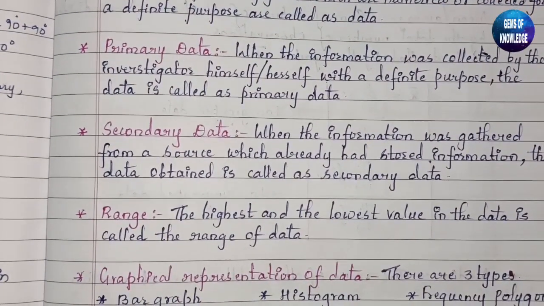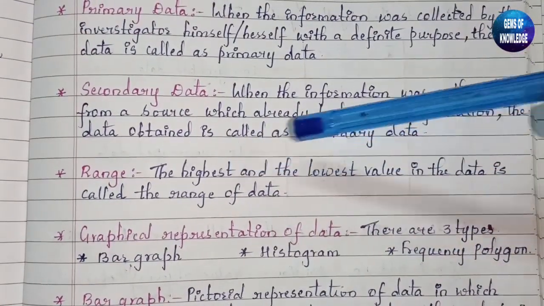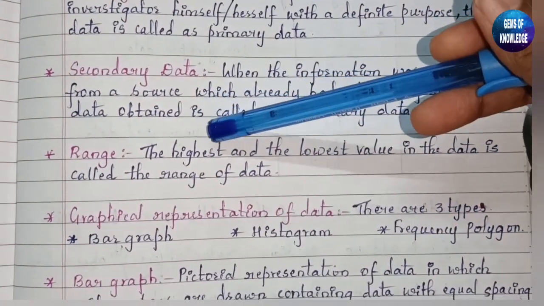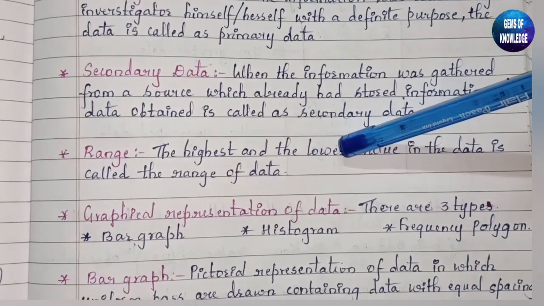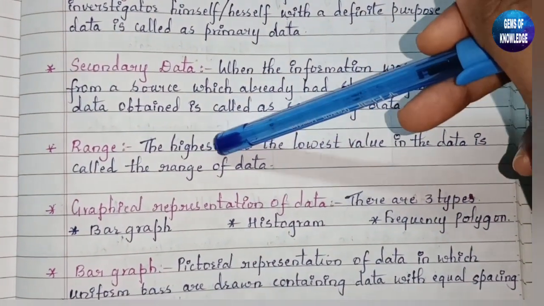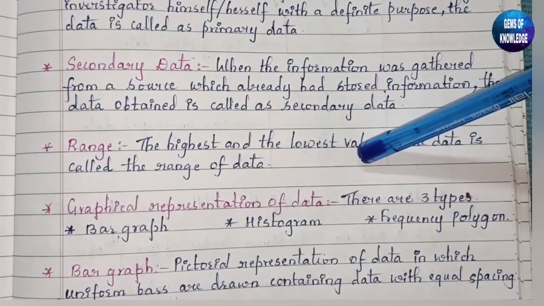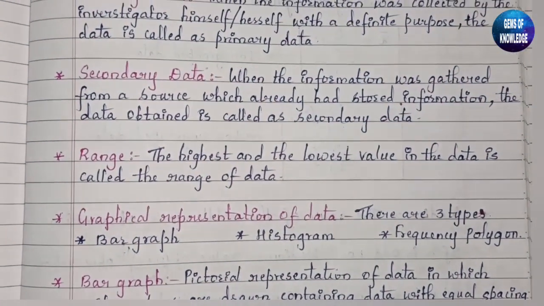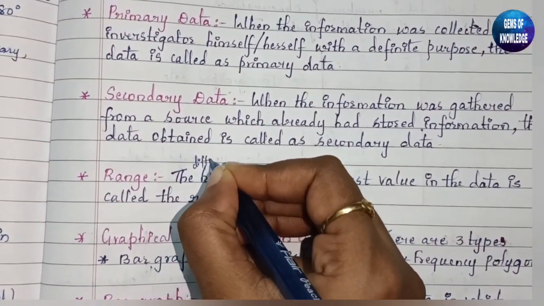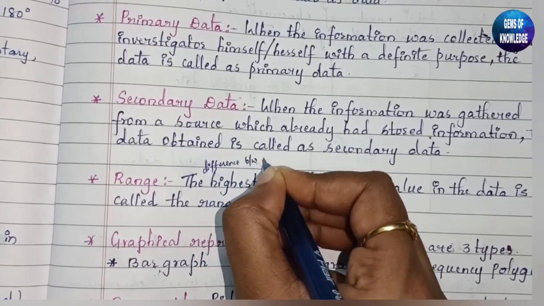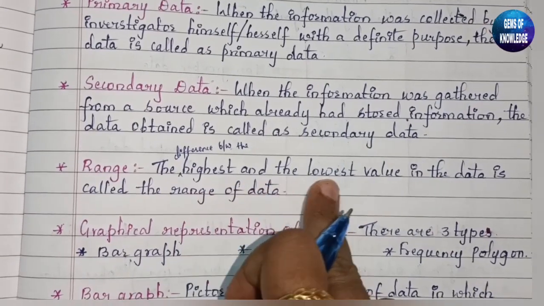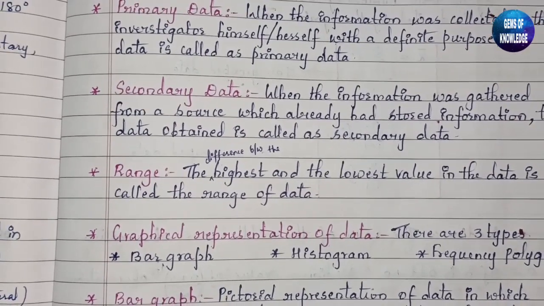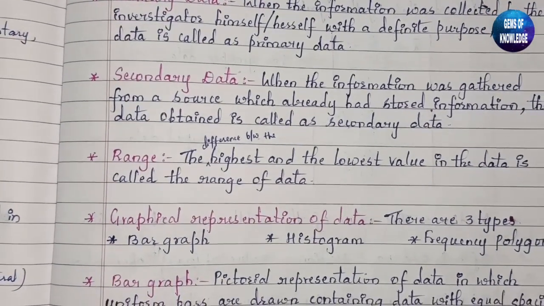Next, you need to know about the range. The highest and the lowest value in the data are used to find the range. Whenever you subtract the lowest value of your data from the highest value of your data, there is a subtraction in between. Actually, let me correct this: the difference between the highest and the lowest value of the data is called the range of the data. We'll let you know what the range is in the upcoming exercise.